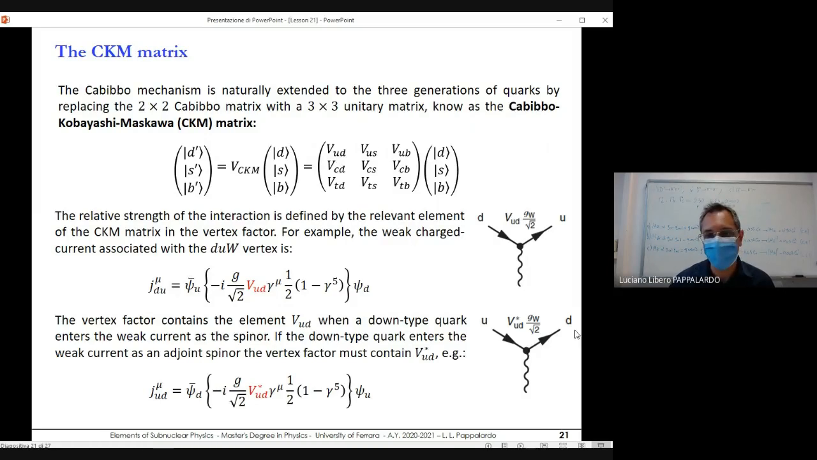What about the opposite process? Now it is a U into D. The difference is that the down quark is now adjoint, before it was not adjoint. And if this happens, then you have to take the complex conjugate of this CKM matrix element, so V_UD star. Okay, formally.